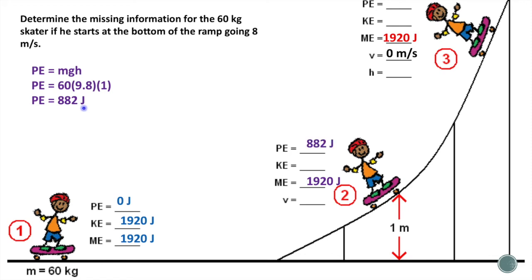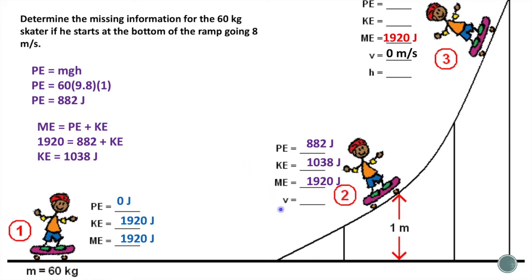Right? Now for kinetic energy, I would normally just use the kinetic energy formula, but I don't know velocity yet. So the other way to figure it out is to use that mechanical energy formula, and I can plug in the mechanical energy because I know that is 1,920. I know my potential energy is 882, and then I can subtract it to get my kinetic energy. So when I subtract 1920 minus 882, I'm going to get 1,038 joules for my kinetic energy.